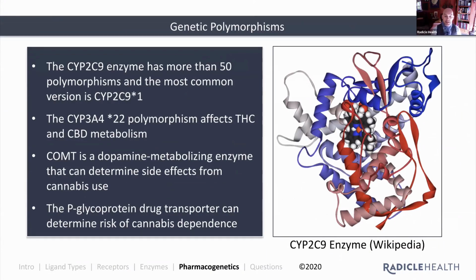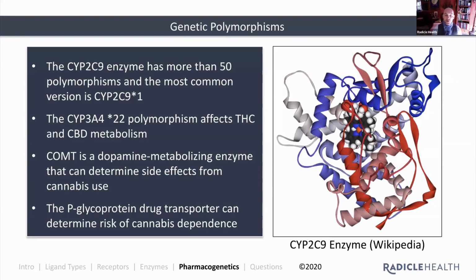The primary metabolism for THC, again, occurs through 2C9. There are over 50 polymorphisms of 2C9. The most common version is 1. But patients who have version 3 have decreased enzyme activity, and so they are more sensitive to cannabis than other people. So if you got your genetic testing back and you saw that you had the polymorphism of number 3 at 2C9, you know that you should probably be starting at a lower dose of THC.